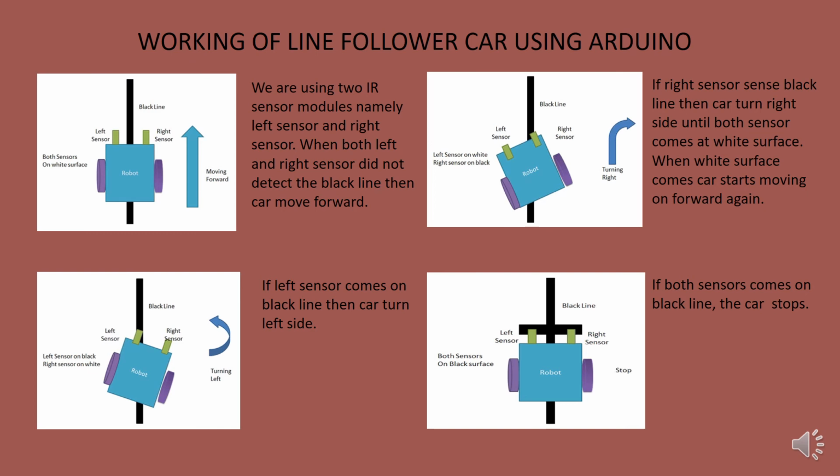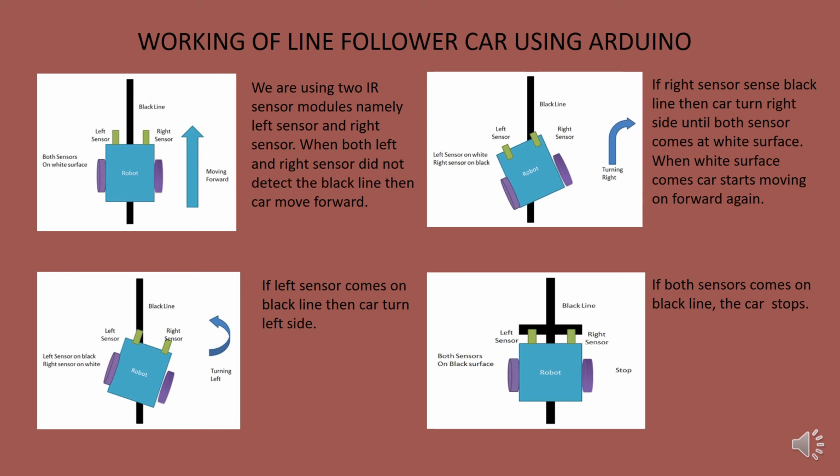If the right sensor detects the black line, then the car will turn to the right side, where the right motor will move backward and the other one will move in the forward motion. Therefore, the robot will turn to the right side.